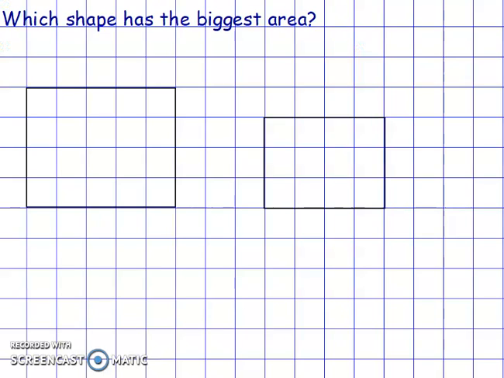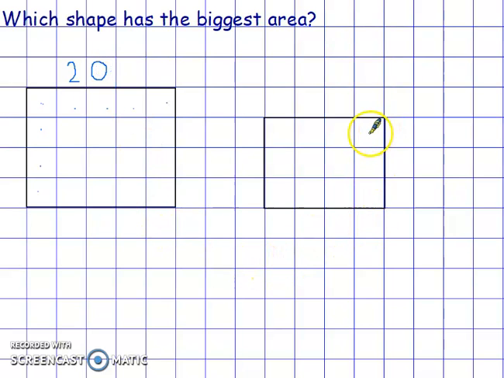Let's look at some challenges together. This one says, which shape has the biggest area? Can you remember how to work out the area? Quick way to do it is to count across and down and times those two numbers together. So we've got 1, 2, 3, 4, 5 times 1, 2, 3, 4. 5 times 4 is 20. So this shape has an area of 20 squares.